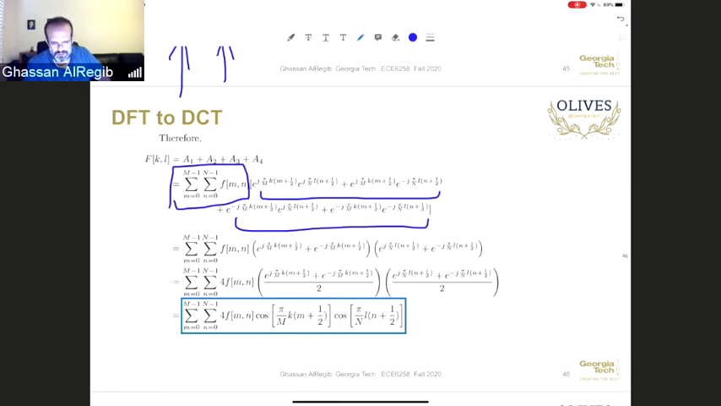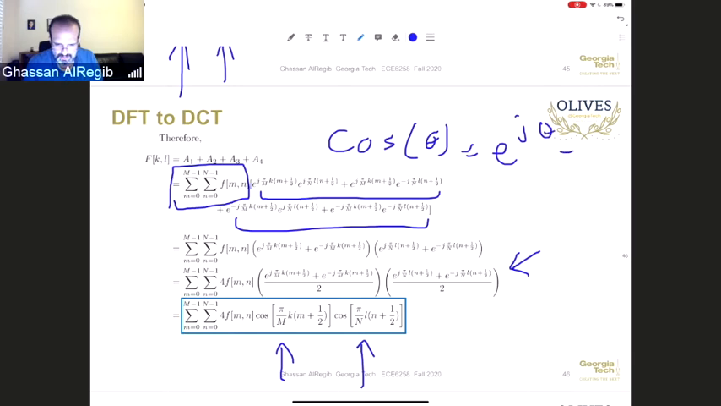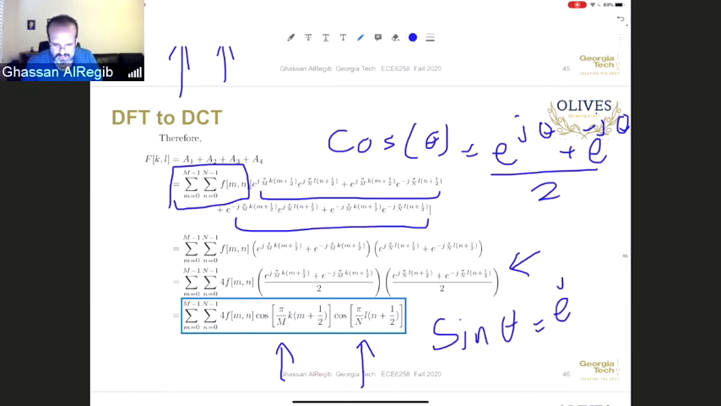And if I do that with simplification, what I end up with is basically 2 cosines. Right? I have 2 cosines in here. I'm using Euler's formula. For those who are a little bit rusty on that, we did this before. Cosine theta is e to the j theta plus e to the negative j theta divided by 2. And then sine theta is e to the j theta minus e to the negative j theta divided by 2j.